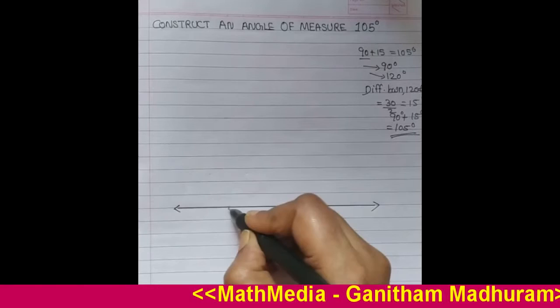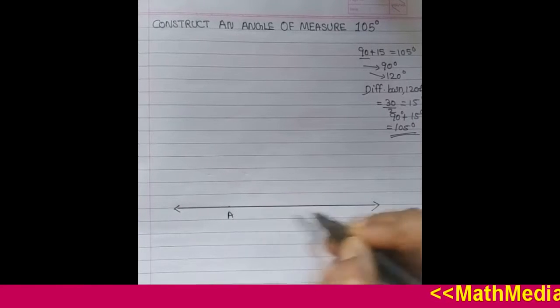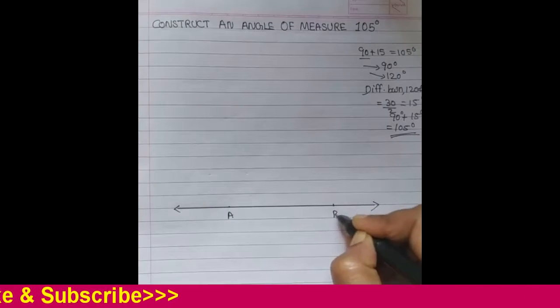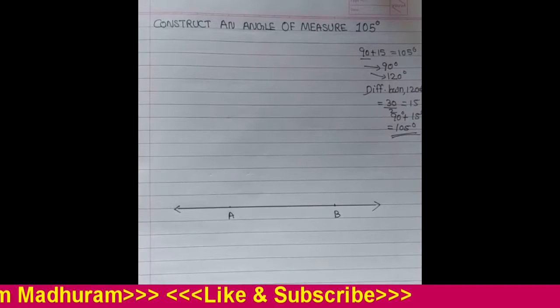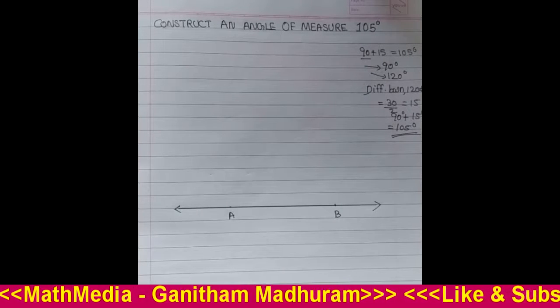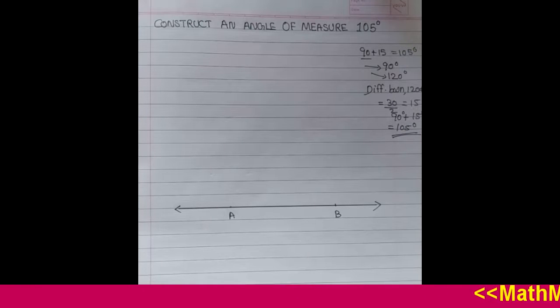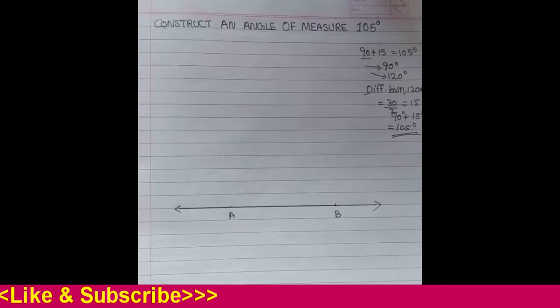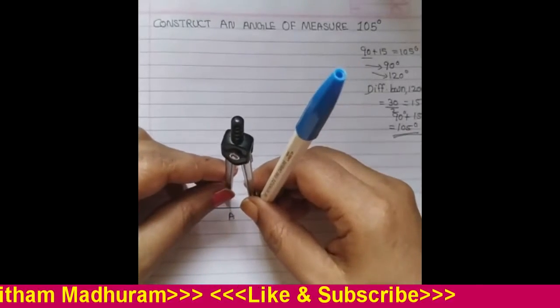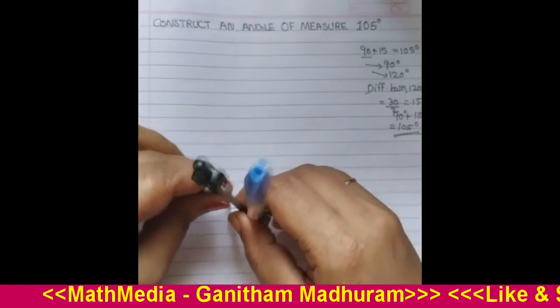Mark any 2 points A and B on that one. Draw line AB, I have drawn. Now first we have to construct angle 120 degree. For that we have to construct 60 degree. How to construct a 60 degree? I will explain once again.